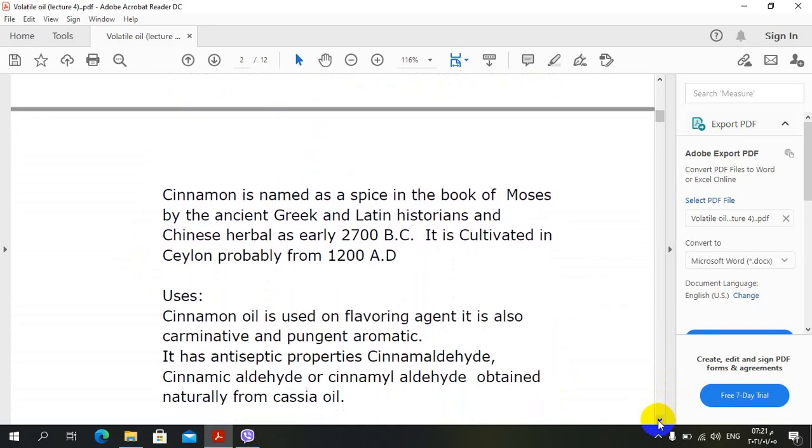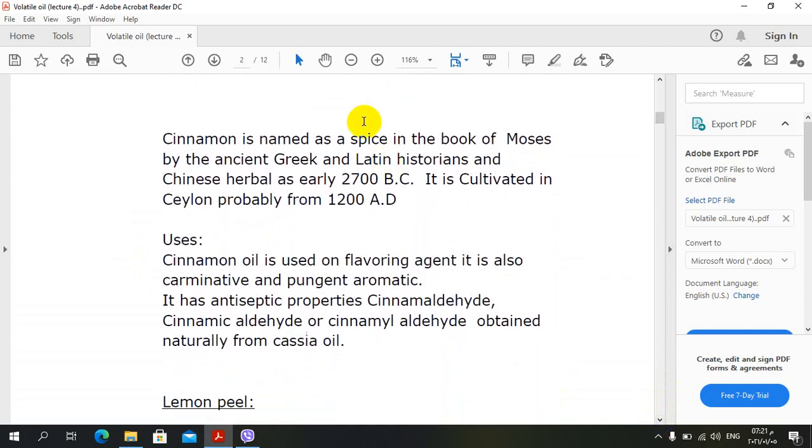Cinnamon is named as a species in books of Moses by the ancient Greek and Latin historian and Chinese herbal as early as 2700 BC. هذا معناها BC يعني قبل ولادة السيد المسيح. It is cultivated in Ceylon probably from 1200 AD.